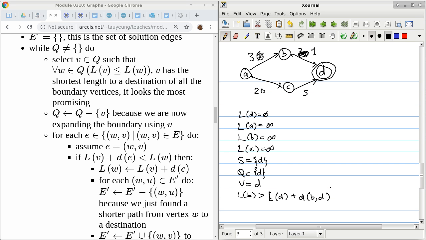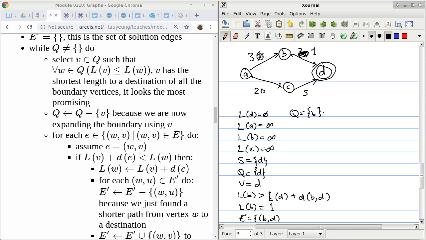So the first thing we're going to do is to update the L value of b. So we now say L of b is just going to be L of d, which is 0, plus d of bd, which is 1. So it's updated to a 1. There's nothing to erase from E prime, so E prime is still, there's nothing to erase. And then we'll add the edge to E prime. So E prime is now going to be the edge bd. And then we're going to add something to Q. So Q, I forgot to remove D from Q earlier. So D is supposed to be removed from Q at this point, but I do have to add b back into Q, okay? And that completes one iteration of the for each loop.